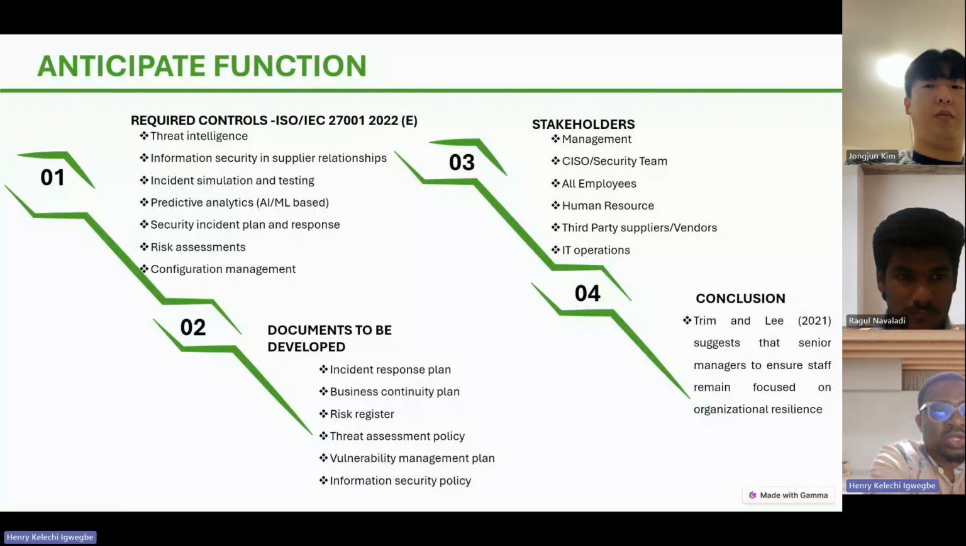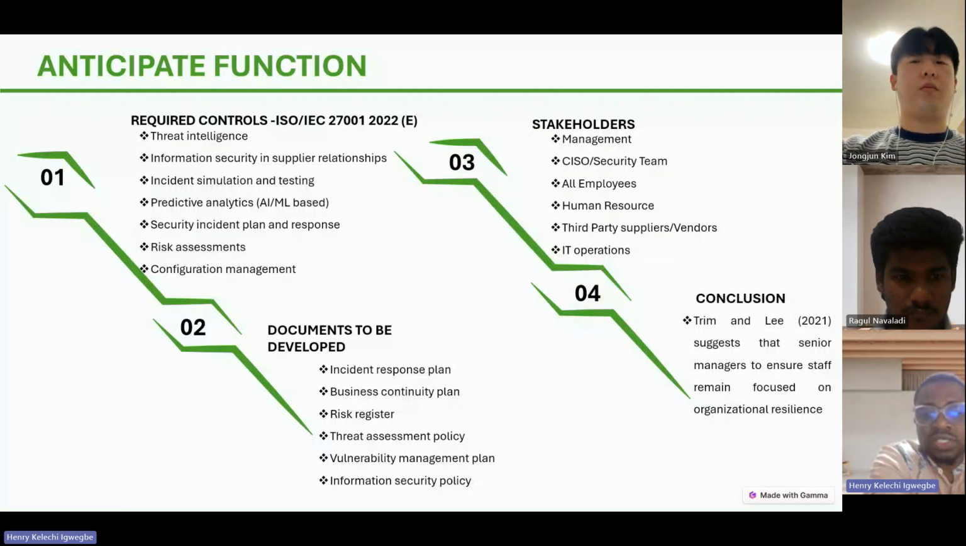The required controls include threat intelligence, information security in third-party relationships, the use of incident testing and simulations, employing artificial intelligence and machine learning, predictive analytics such as association to be able to anticipate cyber threats, the use of security incident plans and response, risk assessments, and configuration management, which must be documented, monitored, and reviewed.